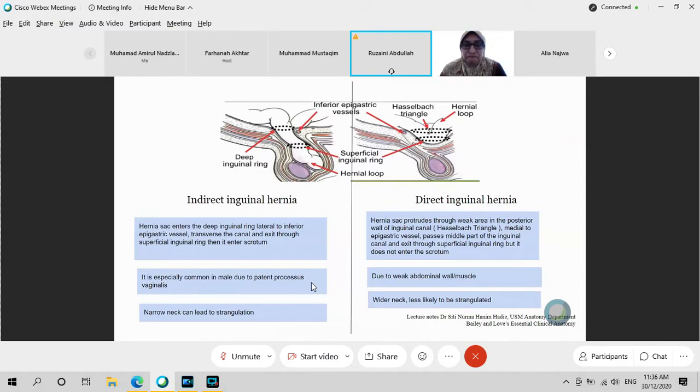Or should I read some information from the textbook about the patent processus vaginalis so that you can understand the indirect inguinal hernia better? Okay, so you all, how many slides are left? The important main part hasn't even come in yet. How many slides left? About half the slides. How much time do you have left?